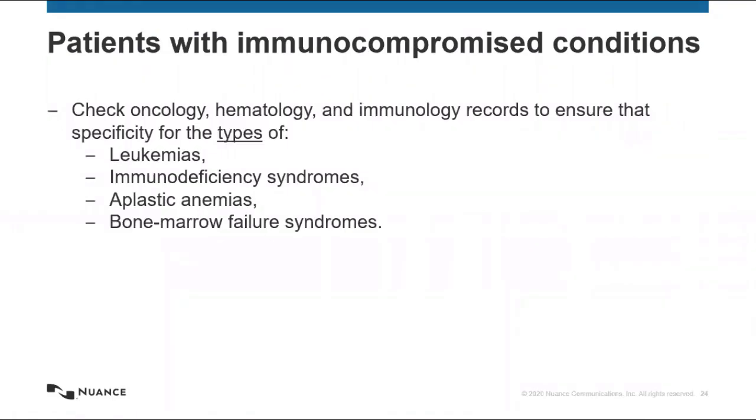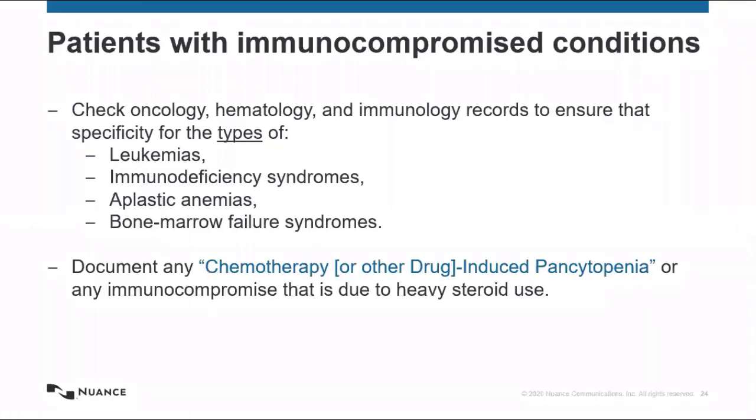There are a wide range of immunology things that we need to have specificity on. They do not have acuity until we get that. So we do need to check the oncology, hematology, immunology records to ensure that we have specificity around leukemias, immunodeficiency syndromes, aplastic anemias, and any bone marrow failure syndromes. Also, there might be chemotherapy or other drug-induced pancytopenias. These carry significant acuity. There might even be some immunocompromise that's due to heavy steroid use. Again, make sure we're capturing these whenever possible.